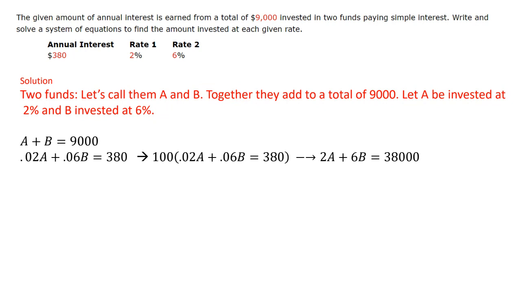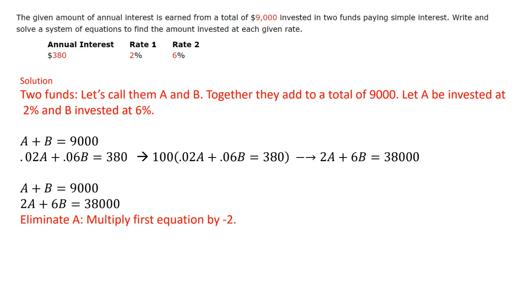And so now we can use the substitution method or the elimination method. One of the things is you might not like decimals too much. So we can get rid of the decimals by multiplying by 100 all the way across. So 100 times 0.02a would become 2a, and 100 times 0.06b would become 6b, and 100 times 380 would become 38,000. And so that's a little bit easier to look at than the one with the decimals.